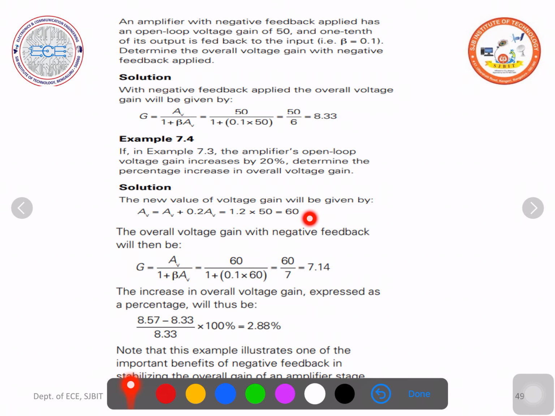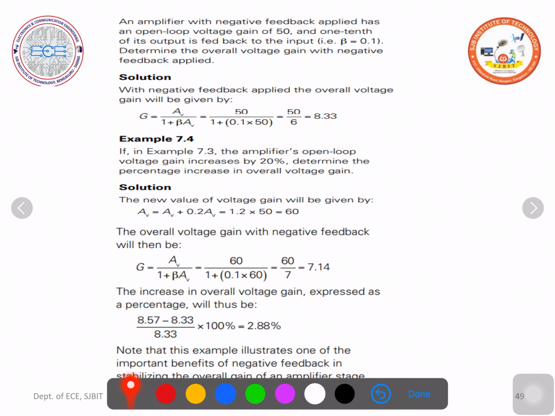The overall voltage gain with negative feedback will then be G equal to AV divided by 1 plus beta AV. Now AV has increased by 20%, so 60 divided by 1 plus 0.1 into 60. Check this value. I don't think you will get 7.14; I think you will get 8.57. Check using your calculator. Then the increase in the overall voltage gain is expressed as a percentage.